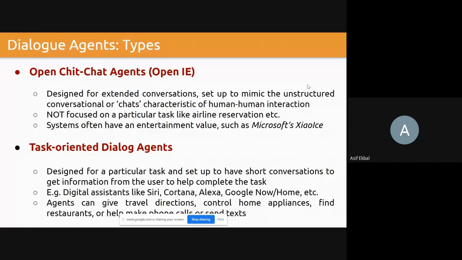Sometimes you are asking, let's say, how is Bahubali? Sometimes you are asking, how is the weather in the US? So you are asking different kinds of questions. Dealing with an open domain environment, an open chit chat environment, is comparatively more difficult than a task-oriented environment.